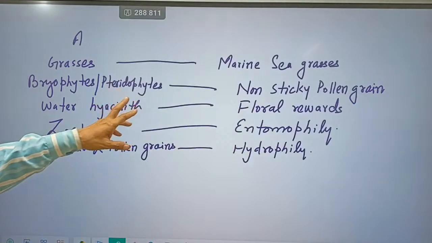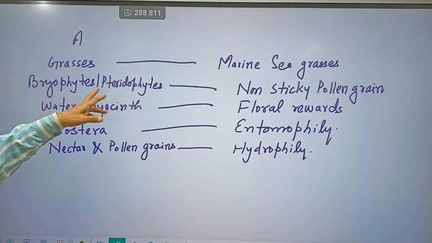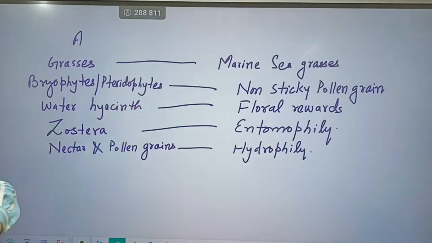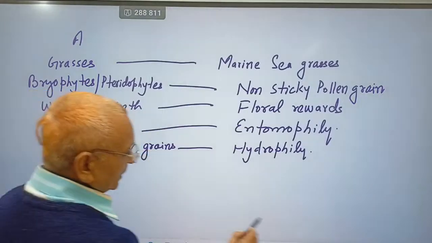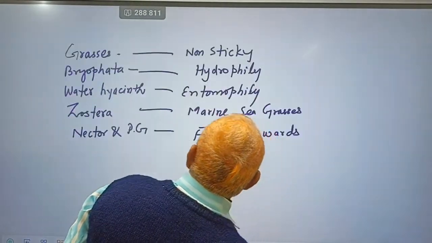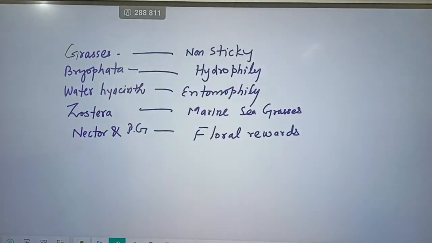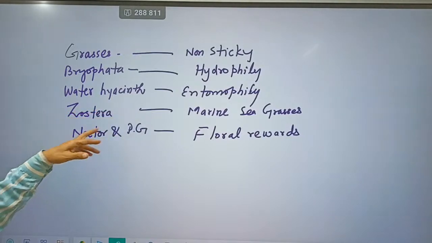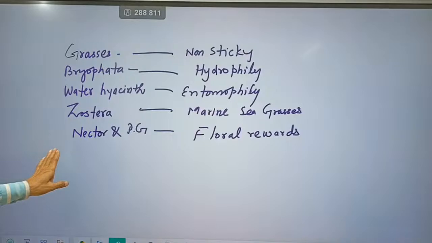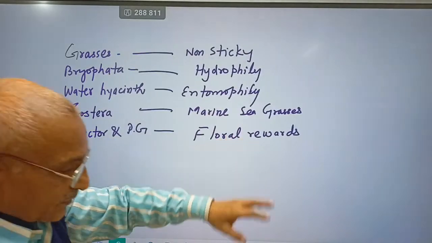Grasses, marine seagrass, bryophytes, pteridophytes, sticky pollen grains, water hyacinth, Vallisneria, Zostera, entomophily, nectar, pollen grains, hydrophily. Now try to match it. Grasses have non-sticky pollen grains. Water hyacinth and Vallisneria show hydrophily. Marine seagrasses such as Zostera, and nectar and pollen grains as floral rewards.